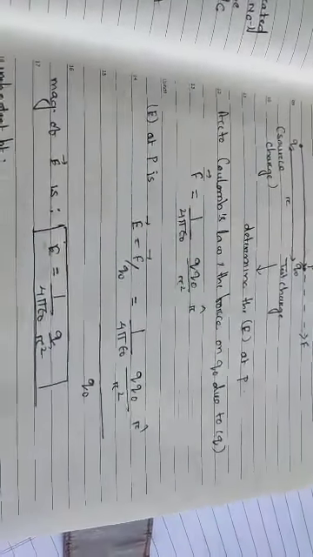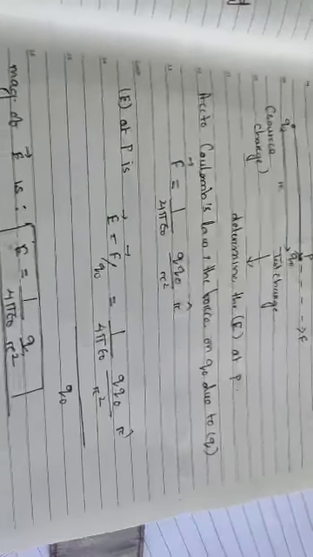Q by r squared. So here, students, what we will see is that E is inversely proportional to the square of the distance. Check it out. It means if we increase the distance more and more, the electric field goes on decreasing.